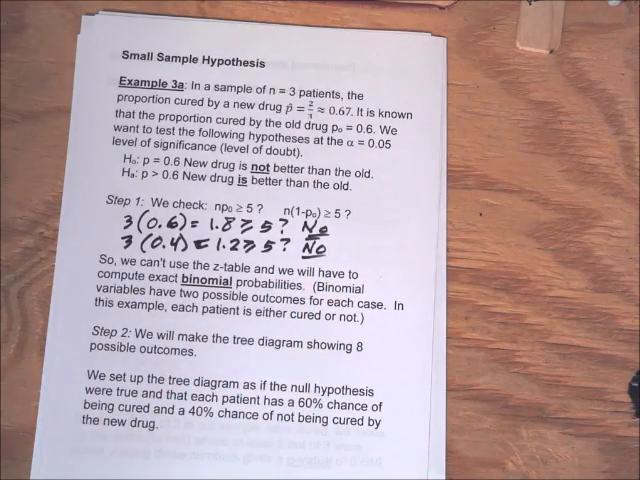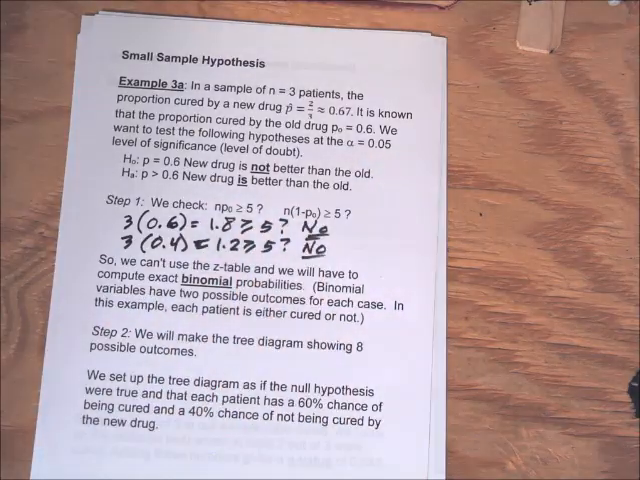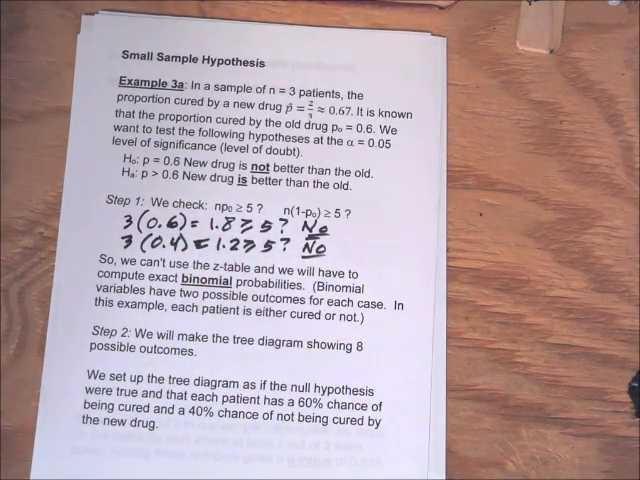So we need 2 yeses in order to use the shortcuts. Even if we had a yes and a no, we would have to use the exact probabilities. Some books use the standard n times p0 is greater than or equal to 10, but our book uses 5. But the bigger these numbers are, the more accurate the shortcut is going to be.